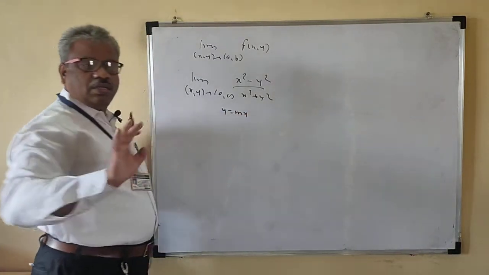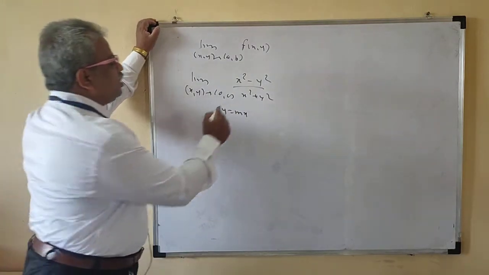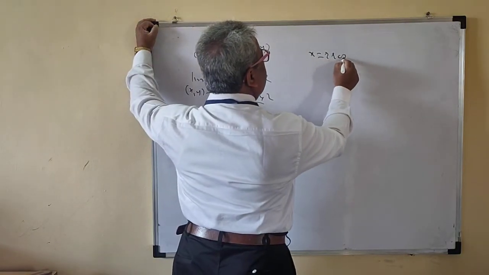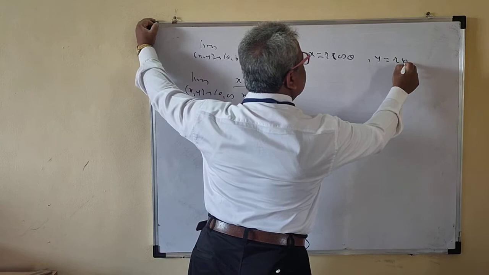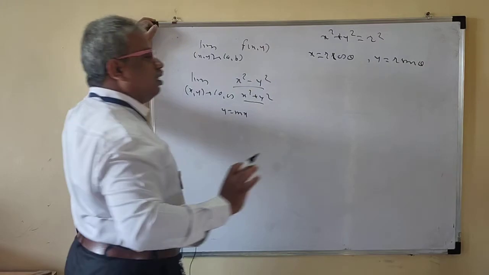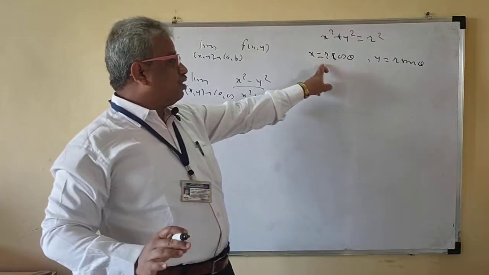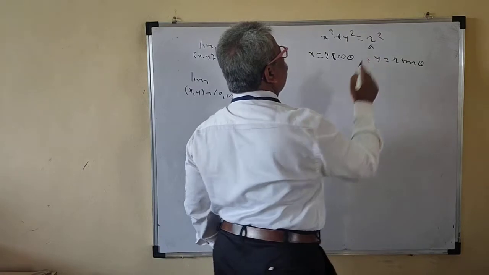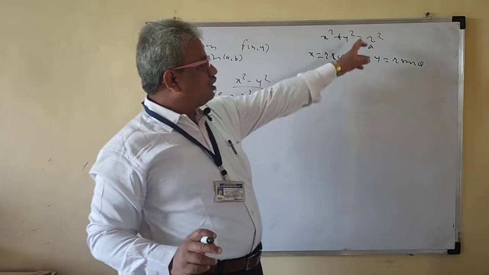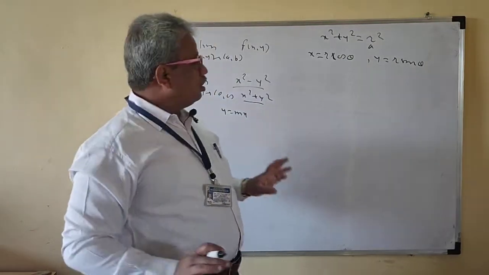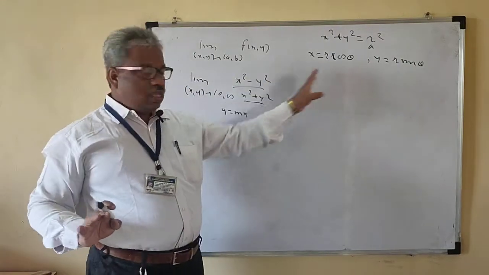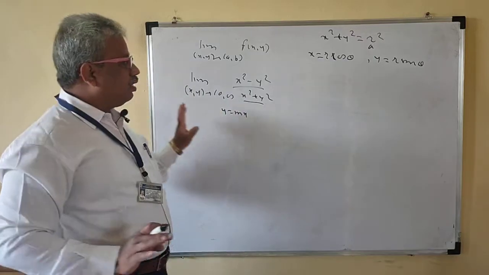If it does not work, and note that if there is x square plus y square, so always choose the polar path. We know that x is equal to r cos theta and y is equal to r sin theta. If x square plus y square is equal to r square, this is a circle, then you have to choose the path x is equal to r cos theta. If it is a square, then you have to choose the path x is equal to a cos theta, y is equal to a sin theta. This is the polar coordinate, the polar path. So if the denominator is x square plus y square, try this one. If your limit depends on theta, then this limit does not exist.